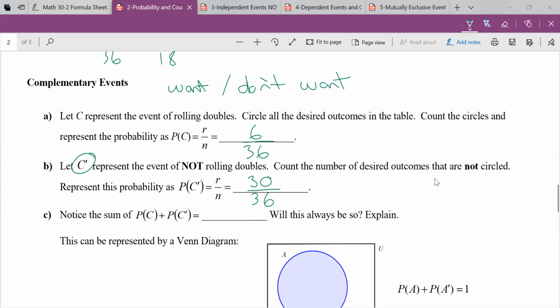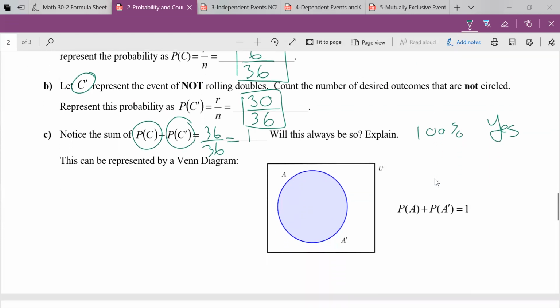Now notice what would happen if we added these two probabilities together. 6 over 36 plus 30 over 36 is 36 over 36, or what the kids tell me, that's 1. Will that always be true? 1 as a percentage is 100%. Look at what we have: 100% of our outcomes accounted for. Will this always be true? Yes. An event and its complement must always account for all possible outcomes.